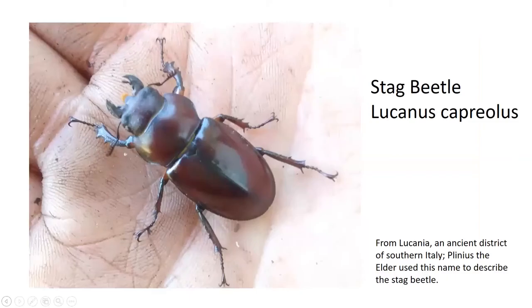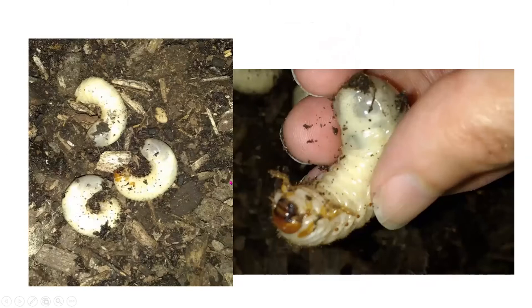This is the stag beetle, Lucanus capreolus. Lucania is part of southern Italy. Pliny the Elder, for some reason, maybe they have a lot of stag beetles in southern Italy. I don't know. There's actually some stag beetles in Europe that are considered endangered now because of the loss of the practice of taking out dead trees. That caused a lot of these beetles to disappear because, as we're about to see, dead wood plays an integral part in their life cycle. You might recognize these.